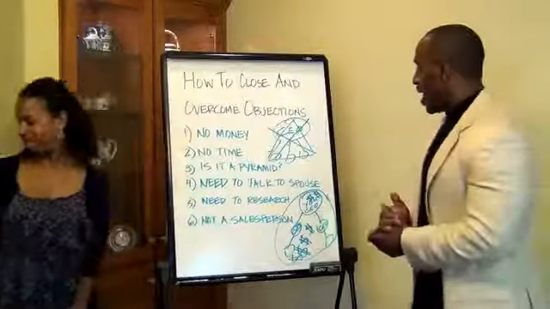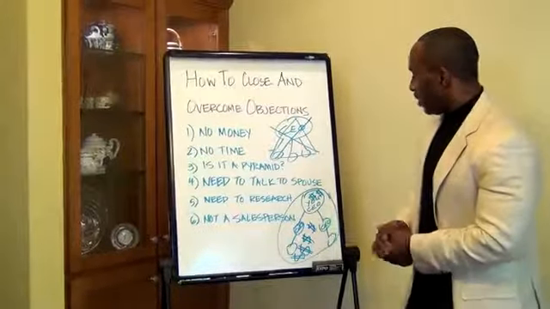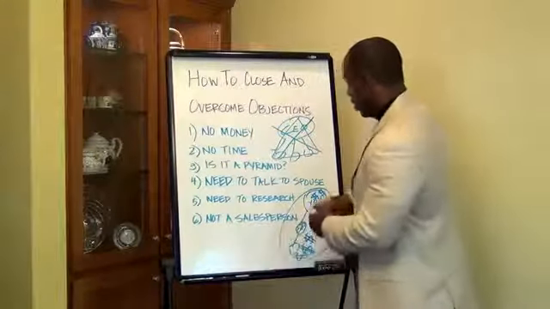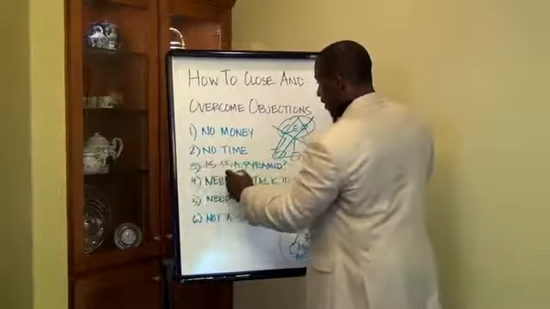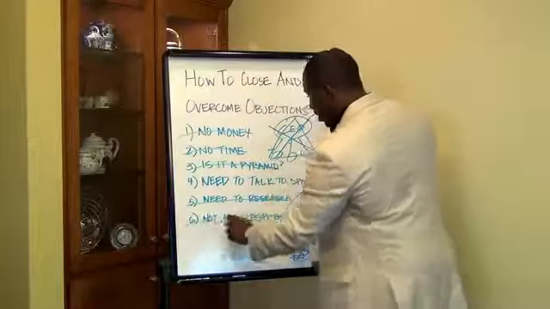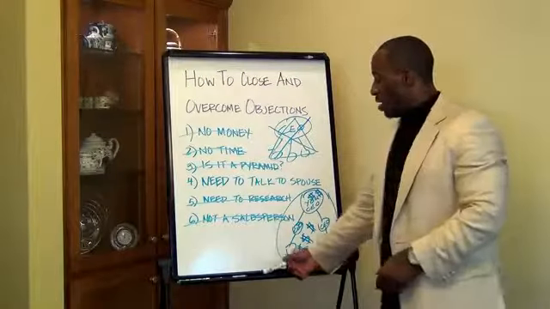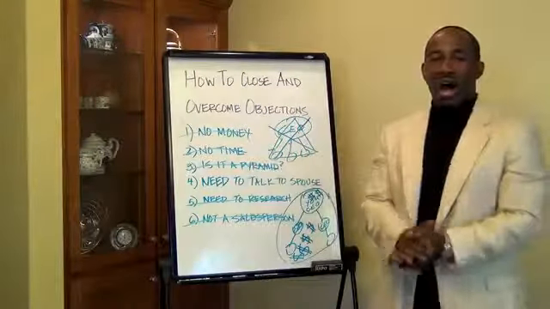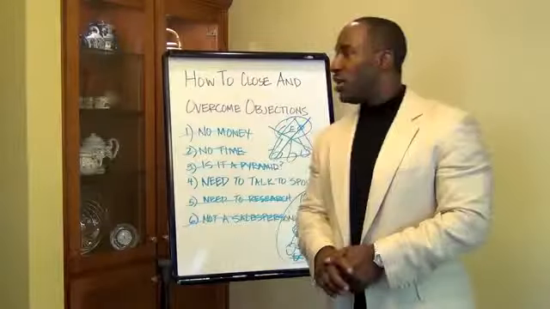All right. And then we've done the pyramid. We've done the no time. We've done the no money. We've done the research. And we've done the salesperson. Now, last one to do is how we're going to do the spouse. All right, so let's come on up here.